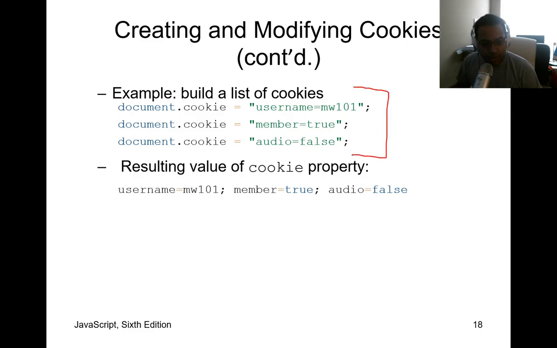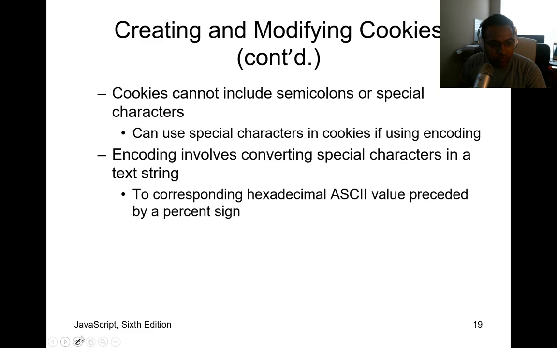I was going to do it in JS Fiddle, but it's really self-explanatory. Cookies cannot include semicolons or special characters. You can use special characters in cookies if using encoding. What is encoding? Encoding ensures that when the cookie is read, it looks like wingdings. And you'll use encodeURIComponent to encode it, and then decodeURIComponent to decode it.